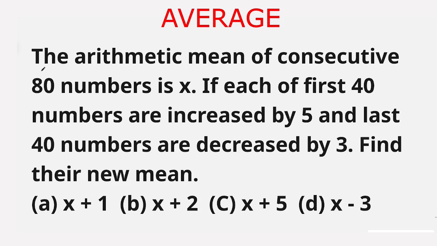Our question is, the arithmetic mean of consecutive 80 numbers is x. If each of first 40 numbers are increased by 5 and last 40 numbers are decreased by 3, find their new mean. The given options are option A, x plus 1, option B, x plus 2, option C, x plus 5, option D, x minus 3.